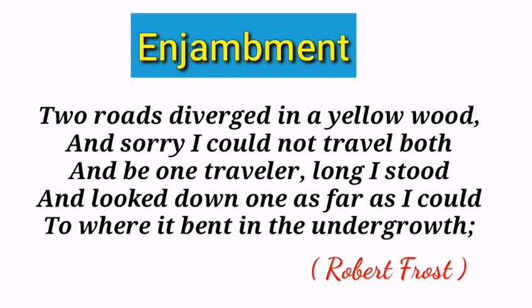Actually, the enjambment in this stanza is created by the fact that the sentences or phrases do not end at the end of a line, but continue on to the next line. For example, the first line, "Two roads diverged in a yellow wood," enjambs into the second line, "And sorry I could not travel both." This means that the reader has to keep reading to find out what the speaker is saying.